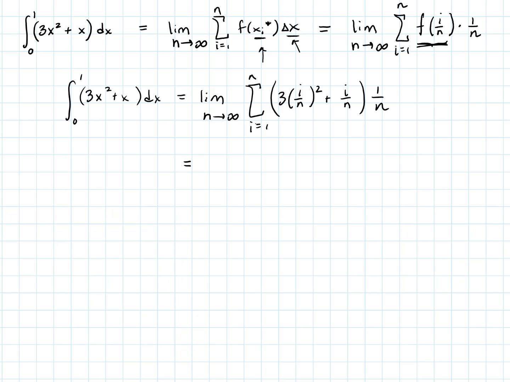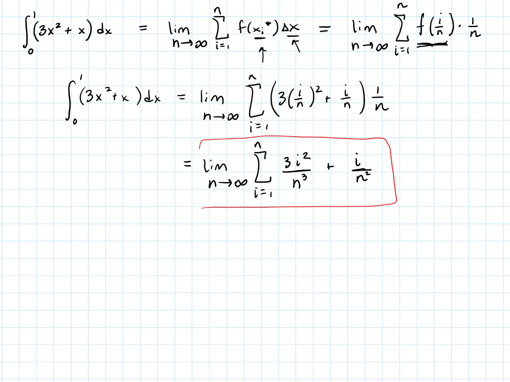And I'm going to simplify that a little bit. This is the limit as n goes to infinity of the sum from i equals 1 to n of 3i squared over n squared plus i over n. And we have this 1 over n here as well. I'm going to go ahead and distribute that 1 over n in, so that becomes n cubed, and this becomes n squared. Okay, so we have simplified this at this point. We've gotten this nice and simplified into this compact sum.